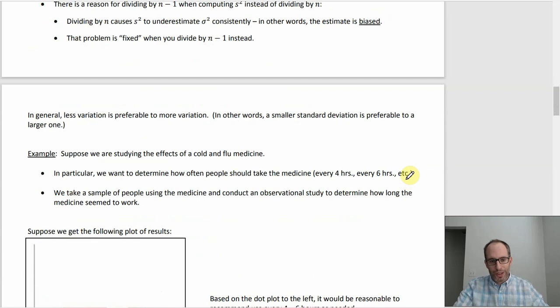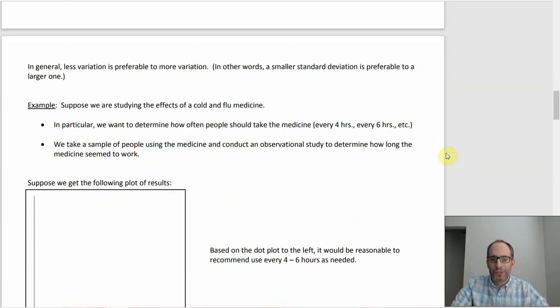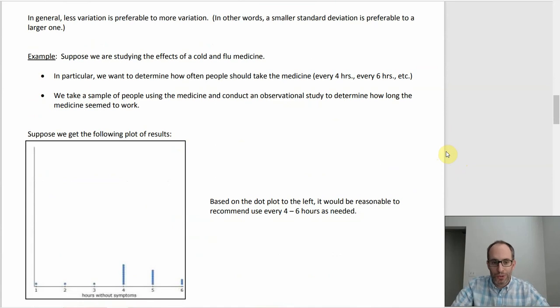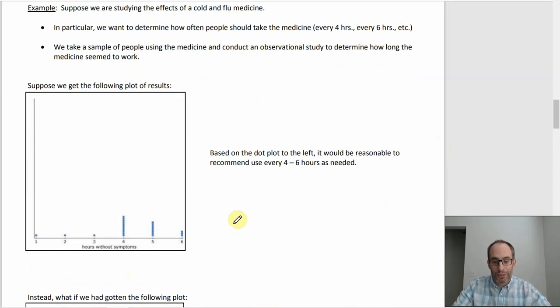Okay. So then, in general, if you're trying to draw conclusions in real life, less variation is better than more variation. So a smaller standard deviation would be ideal. Just for an example of why that would be true, let's say we're looking at the effects of a cold and flu medication where we want to see how often people should take it. So we're looking at how much longer after they take the medication they start showing symptoms, that kind of thing.